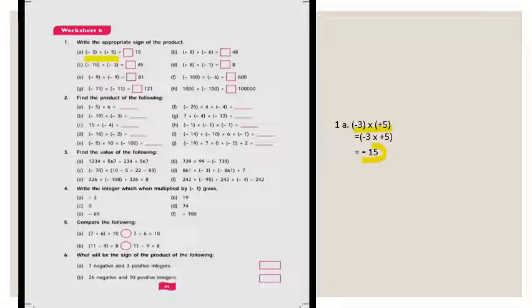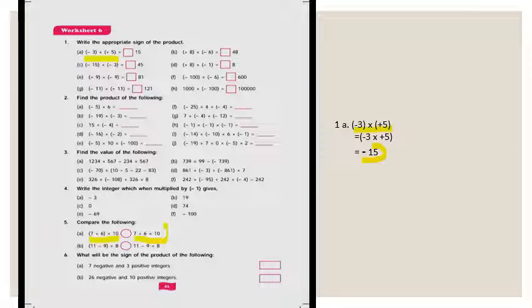In question number 5, you have to compare, like the question in worksheet 5. First you solve both the left hand side and right hand side parts, and after finding the answers you have to compare them: is it greater, smaller or equal.